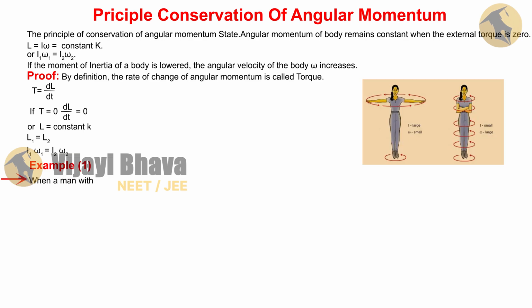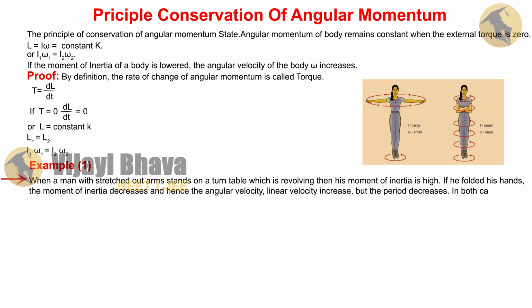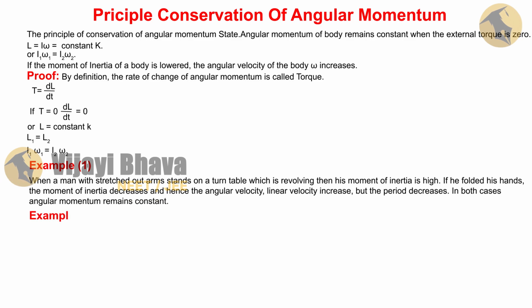When a man with stretched out arms stands on a turntable which is revolving, then his moment of inertia is high. If he folds his hands, the moment of inertia decreases and hence the angular velocity and linear velocity increase, but the time period decreases. In both cases, angular momentum remains constant.